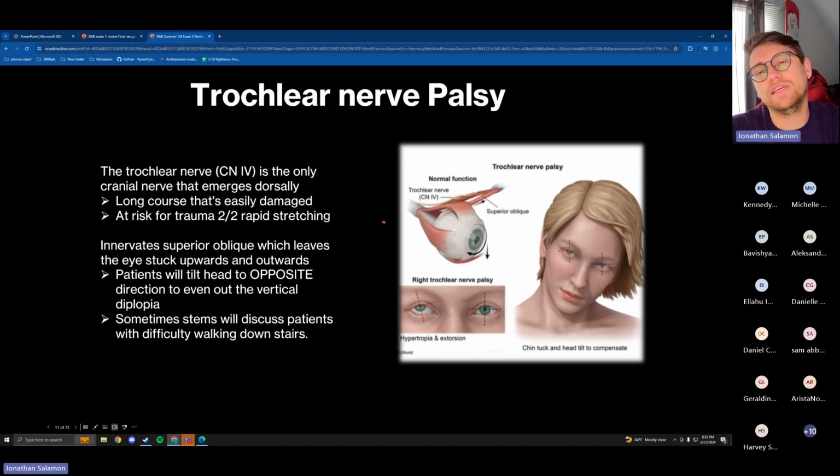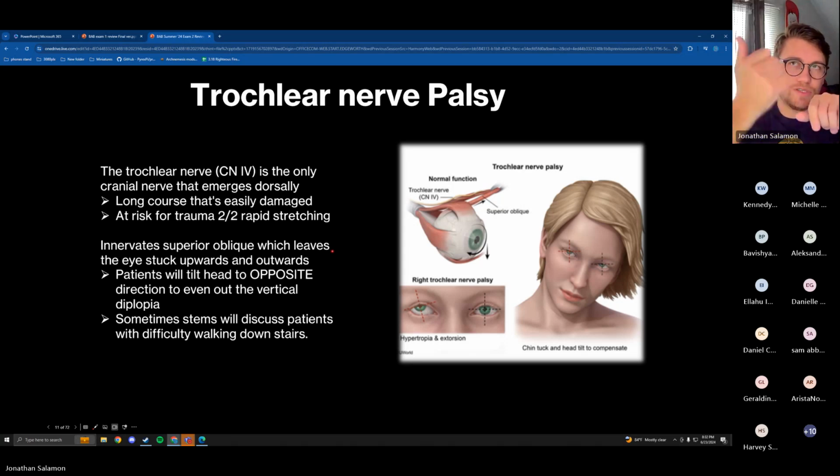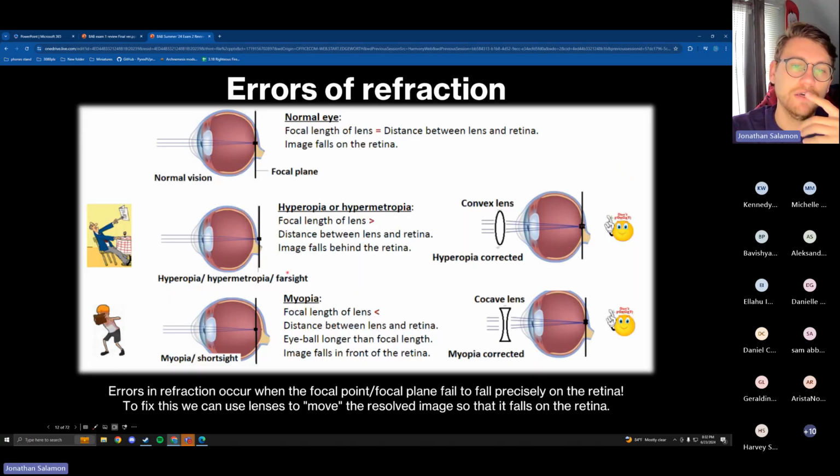So if third nerve palsy is down and out, this is up and out. I always say up and in because I want it to be opposite, but it's not. It's up and out. So you have to tilt your head away. If you just do it right now, move your eyes up towards the corner and then try to look straight, you can mock in your own head how a person would be standing with this.